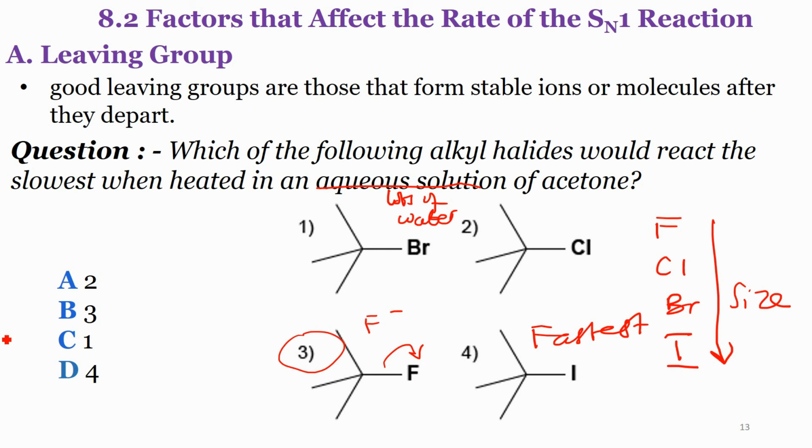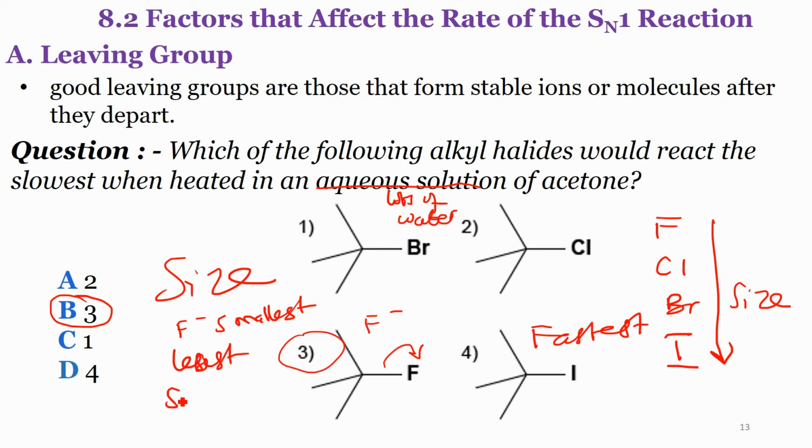So the one that will react slowest will be fluorine, alkyl fluoride. The factor to consider is size. F minus is the smallest, so it's least stabilized. Fastest, biggest, iodide, that's the most stable leaving group.